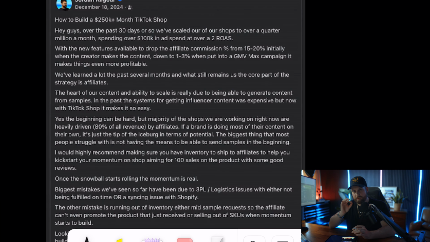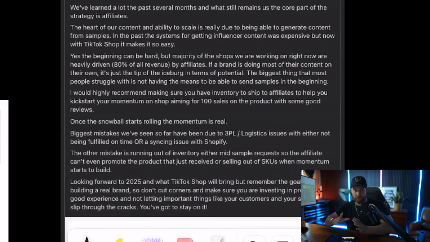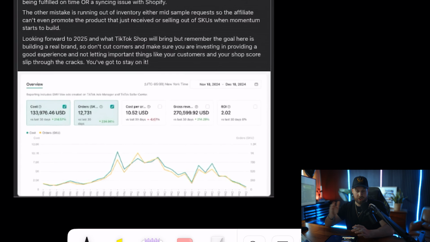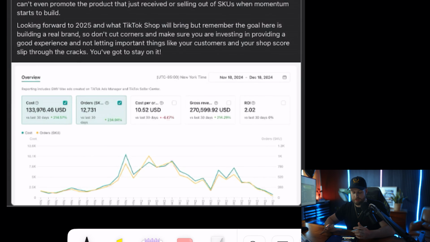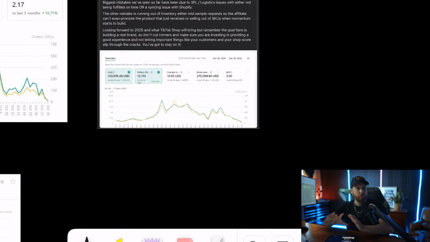Now, this particular brand that we were working with had a pretty low cost of goods, or break-even ROAS, sorry. So our break-even ROAS was low enough where over 2 ROAS was still good on the store. And they wanted to aggressively scale. And you know, $133,000 spent, $270,000 generated, 2.02 ROI.